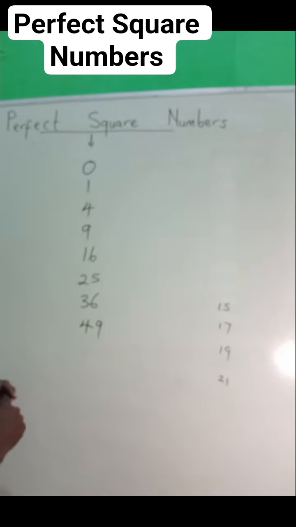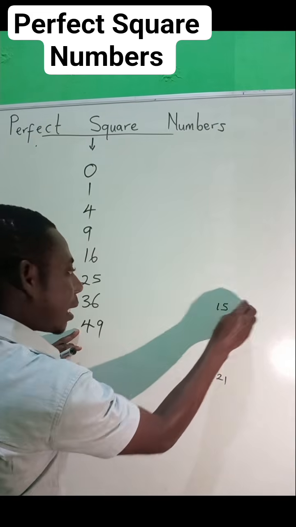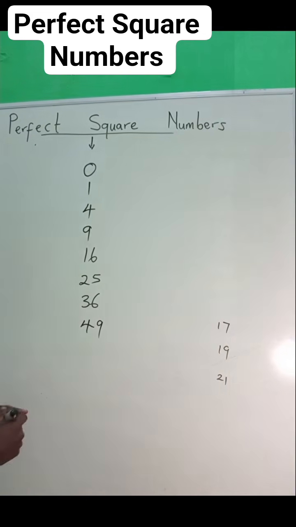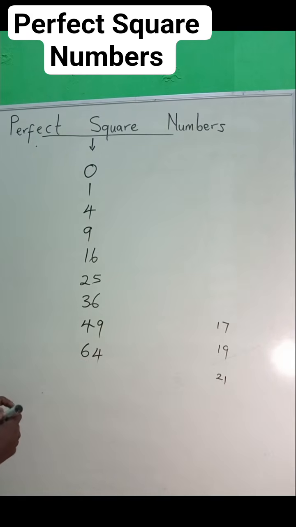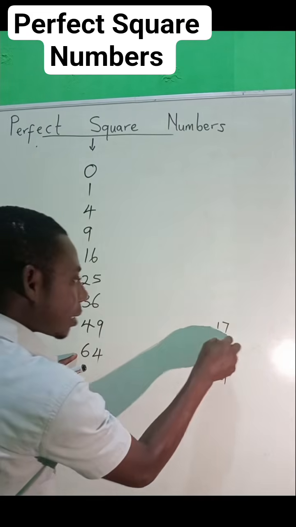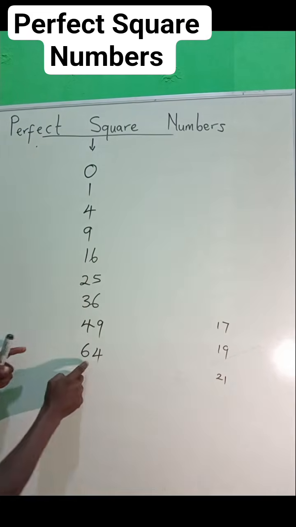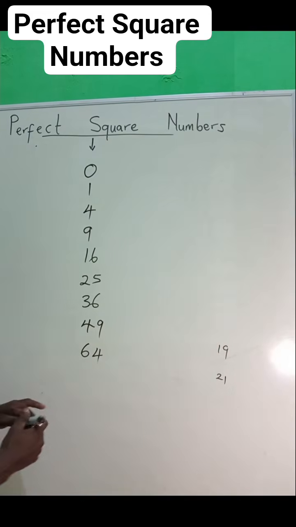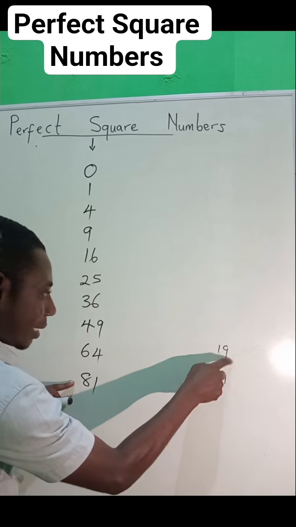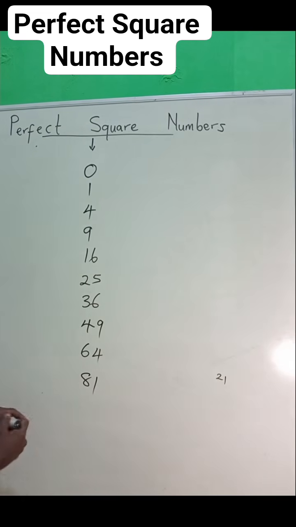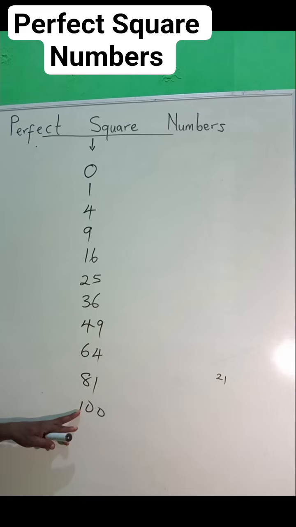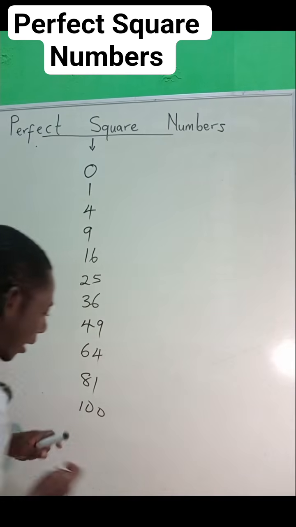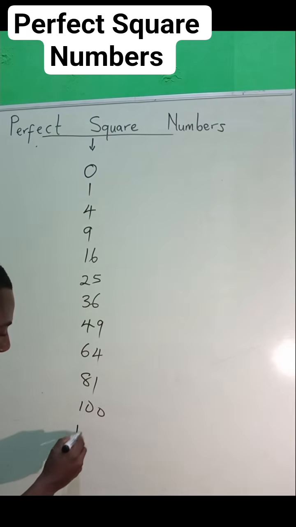Are you following? This is 15. I take 15, I add it to the 49, that also gives me 64, right? Good. Now, the next one is 17. I take this 17, 17 plus 64, that is 81, okay? The next one is 19. I take the 19, I add it to 81, that will give me 100. And this is 100. If I take 21 and I add it to 100, that will give me 121.